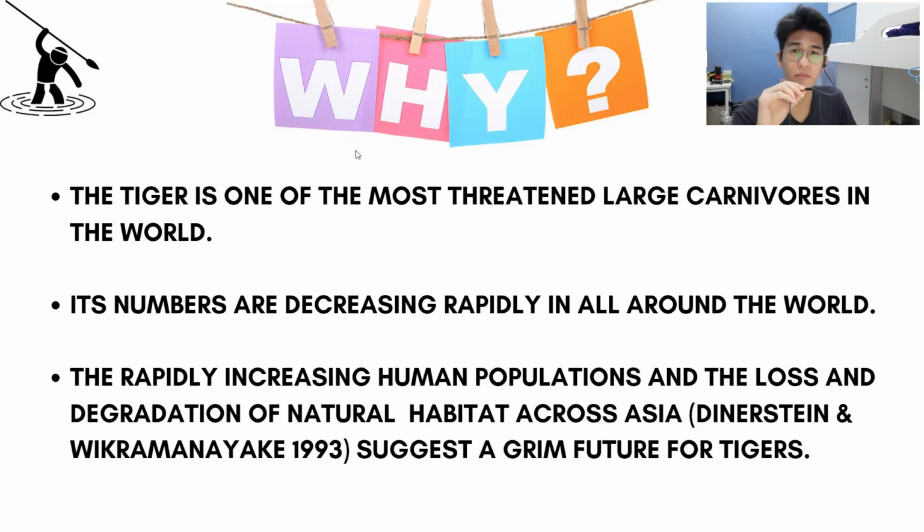Because the tiger is one of the most threatened large carnivores in the world. The numbers are decreasing throughout the years because of illegal poaching. People are using the fur of the tiger to make fashionable clothing, and it is sold around the world, so the demand is high. It is also because the human population is increasing at a very high rate, and this causes us to cut down the forest to make housing, buildings, basically communities.